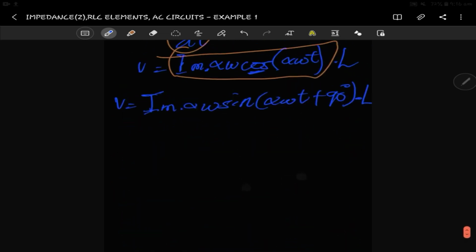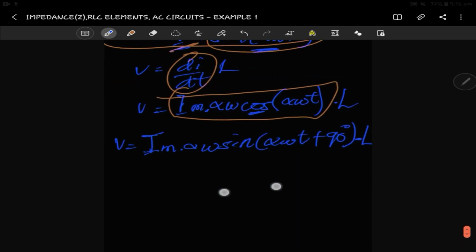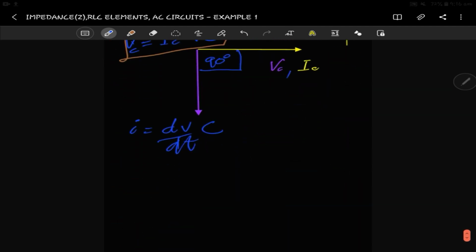When you look at this particular one, which one is lagging? The voltage is the one lagging, so we have a derivative of voltage with respect to time. Then again, we are seeing which one is lagging. The voltage is the one lagging, right?